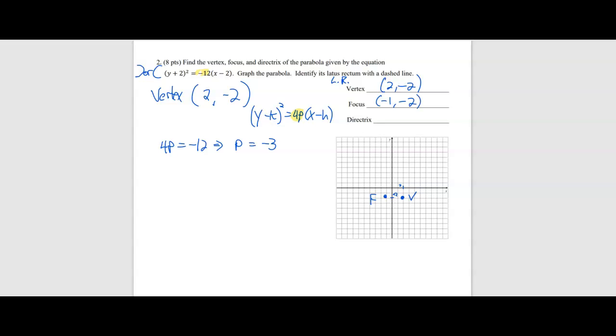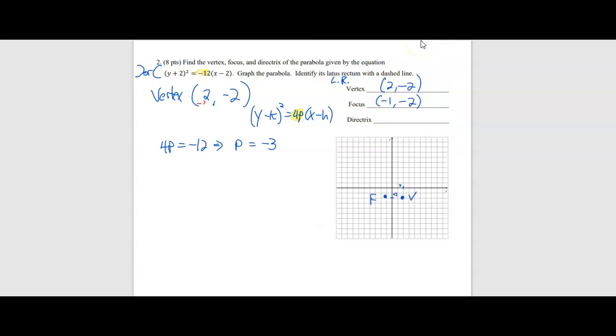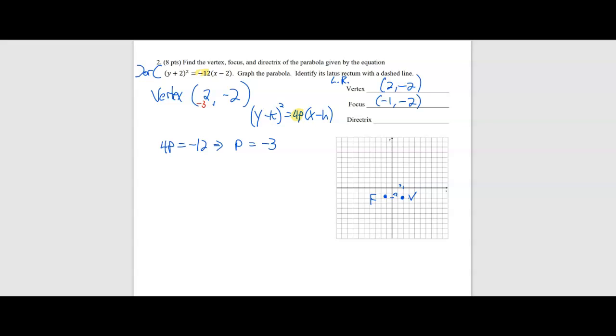Now moving left is in the x direction, so we can also move left 3 by subtracting 3 from the x value of the vertex. That gets us our -1, -2. Now the same distance, the opposite direction, 1, 2, 3, we find the directrix. In this case it's vertical, and this vertical line is crossing x at 5. So the directrix is x equals 5.